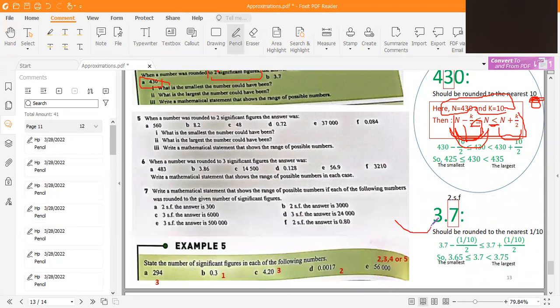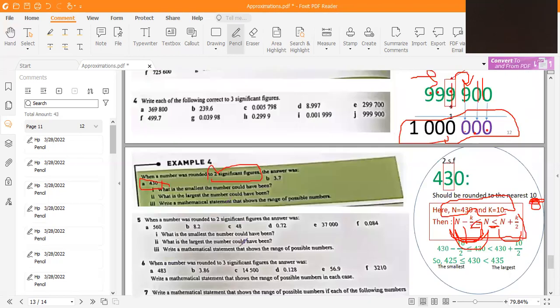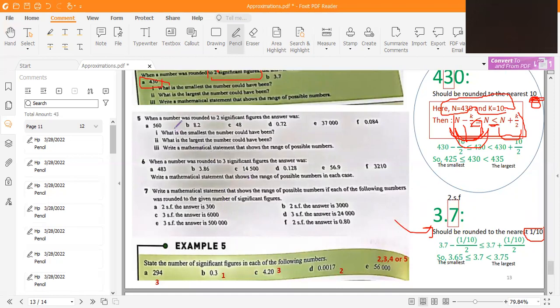In the same way, we treat and obtain the answer for the second number, 3.7, where the second significant figure is in the first decimal place. So the number should be rounded to the nearest 1 over 10, so k equals 1 over 10. After this explanation, you can easily do exercises 5, 6, and 7 by yourself.